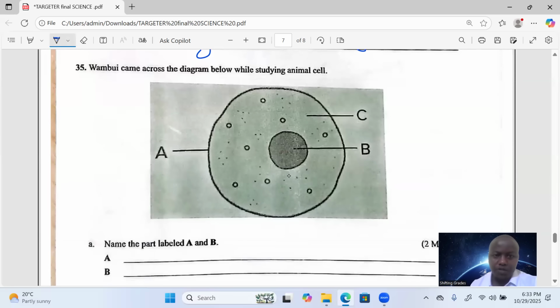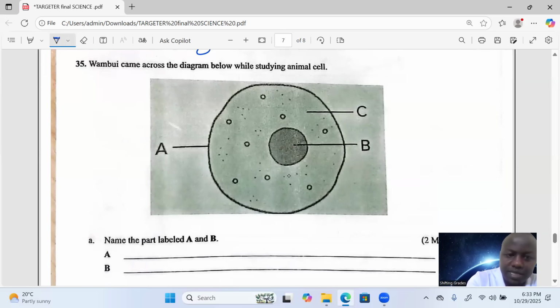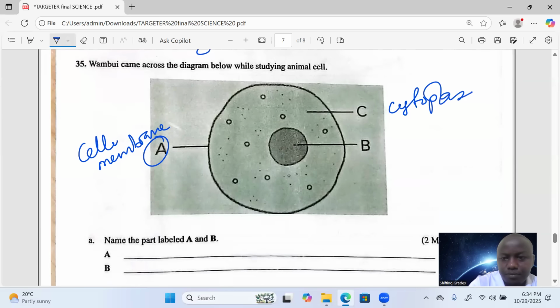Now, Wambui came across the diagram below while studying an animal cell. Remember, A is the cell membrane, sorry, an animal cell doesn't have a cell wall. Cell membrane, this is the cytoplasm. Then B is the nucleus.